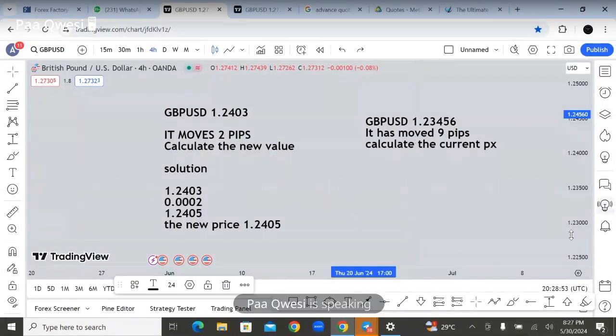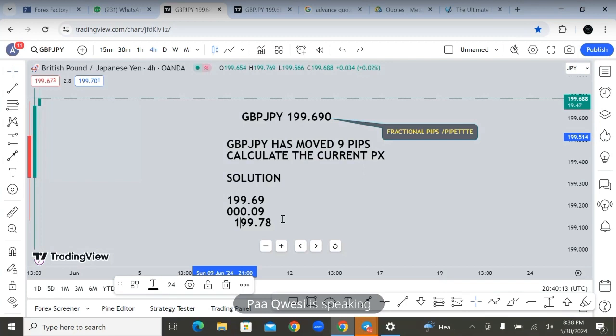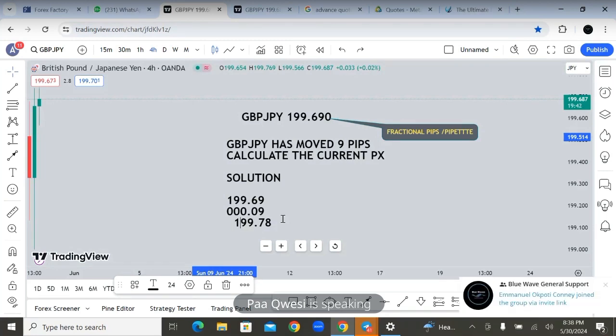So if you want to calculate the current price for this one, this is how you are going to do it. As I explained, pips are usually calculated on the fourth decimal place. You can see GBP USD was 1.23456. This is the exchange rate. You can see it has been quoted in 5 decimal places.